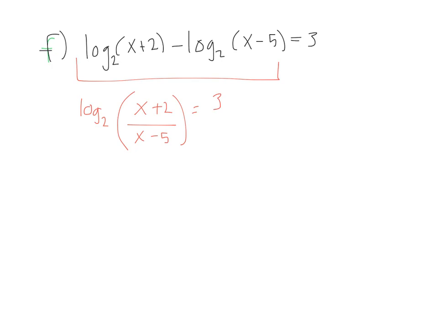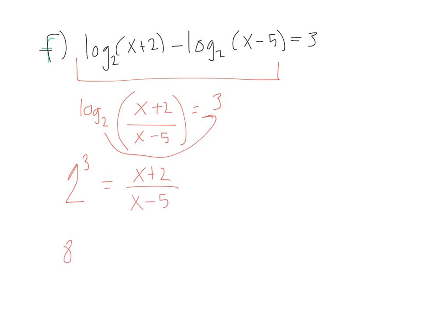Now, it is good if you have a mix of logarithms and constants, that all the logarithms go onto one side and then you combine them into one logarithm. If you just have logarithms on both sides and no constants, then it's easier just to write as one logarithm. But let's take a look here. So I'm going to rewrite this as an exponential equation. So we have 2 to the third power is equal to x plus 2 over x minus 5.